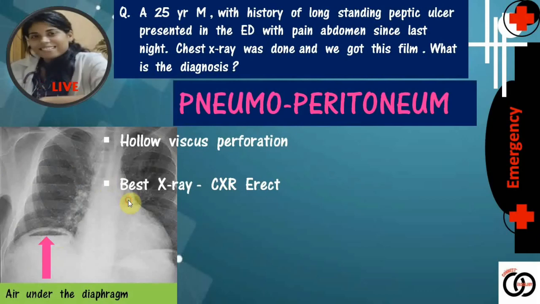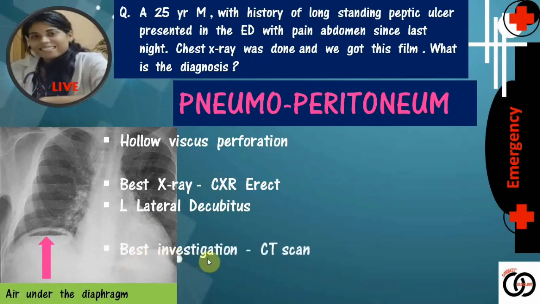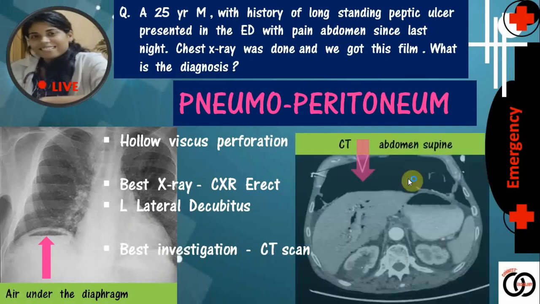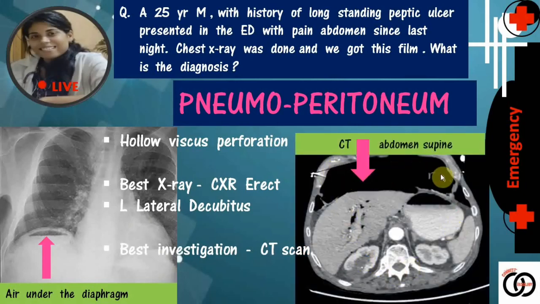But if the patient is unable to stand, then the preferred X-ray is left lateral decubitus. For this, the patient should be in that position for at least 10 minutes for the air to rise up. But the best investigation overall to look for pneumoperitoneum is CT scan. See the CT abdomen supine film of this patient. Appreciate the presence of air below the anterior abdominal wall.